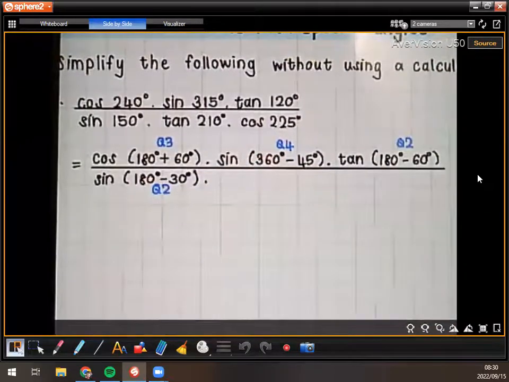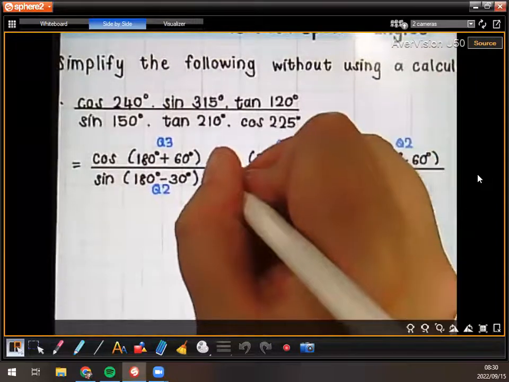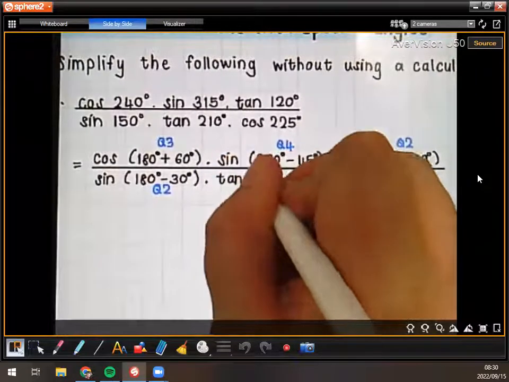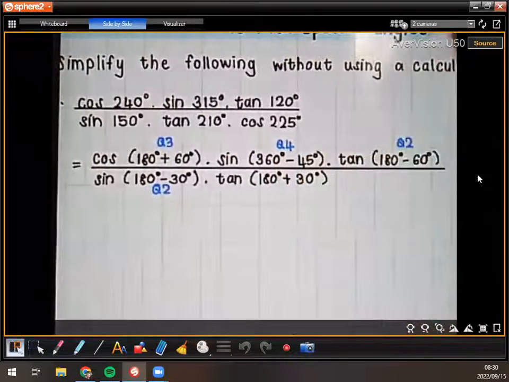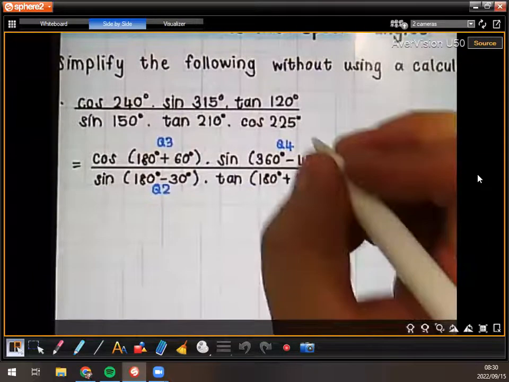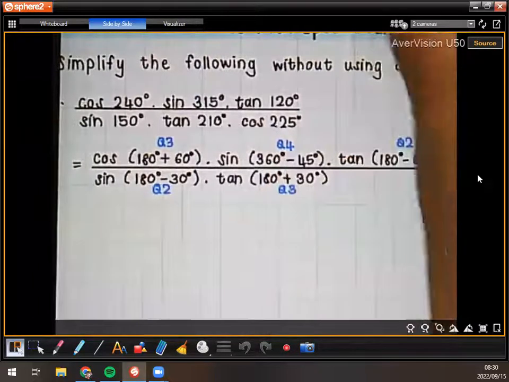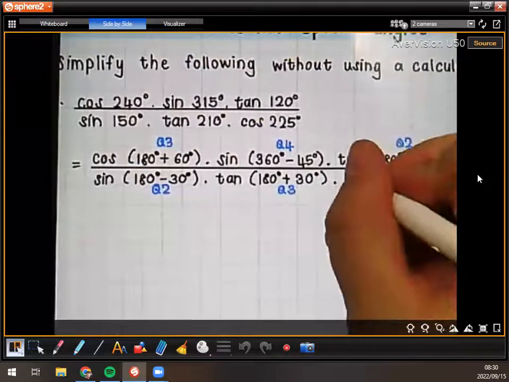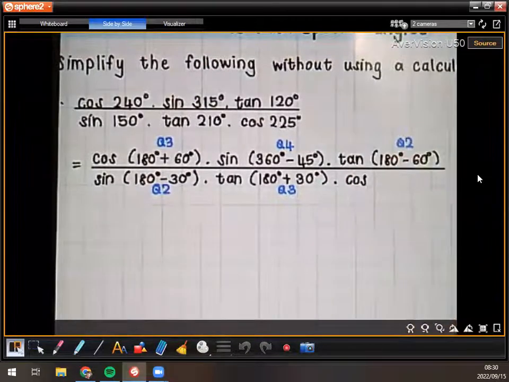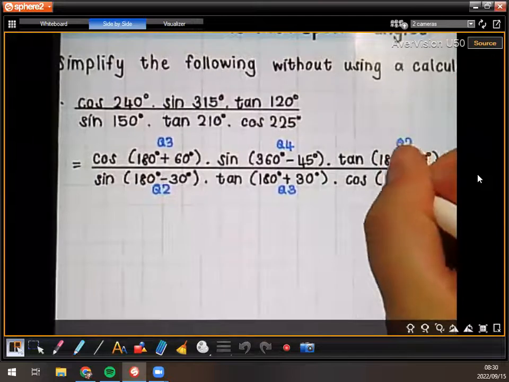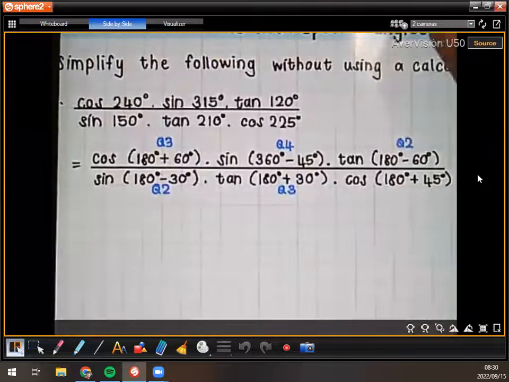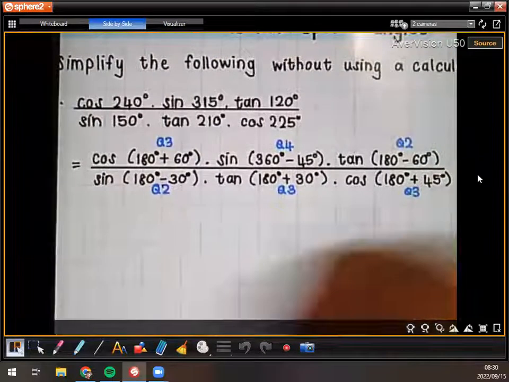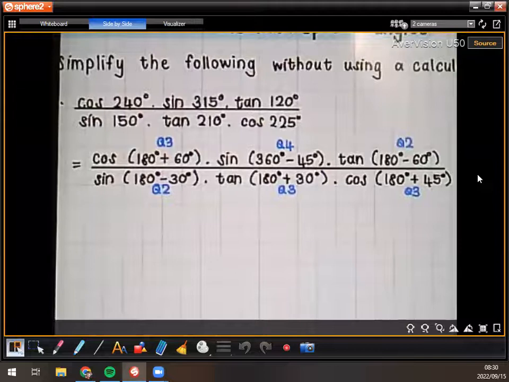Back in problem 2. For tan 210, that's going to be tan of 180 plus 30 degrees, which is quadrant 3. And then the last one, cos of 225, 180 plus 45. And that is quadrant 3.